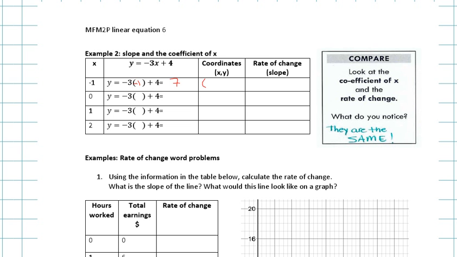Okay? So I'm going to write the next. Negative 3 times 0 is 0, plus 4 is 4. And my coordinate is 0, 4. Are you guys okay with this? Are we all okay with this? The counting backwards is just some math. Okay, we'll get to that in a second.